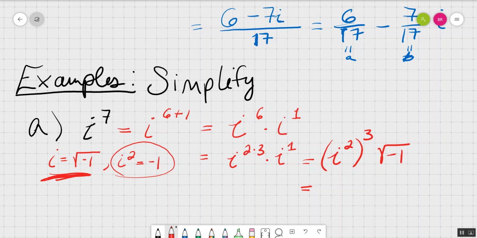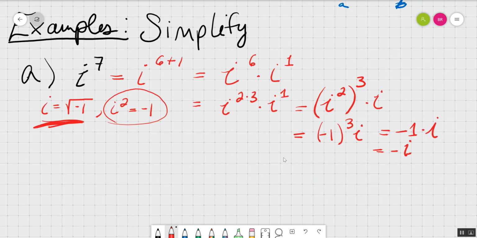Ready? i squared, -1, cubed. Why did I do that? Let's just leave it as i. That's shorter. There we go. i. Okay, -1 times -1 times -1 is -1. This is just -i. How do you like them apples?